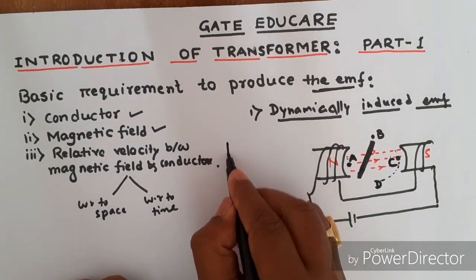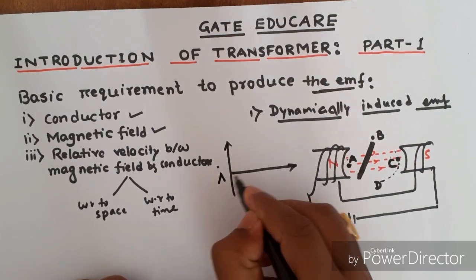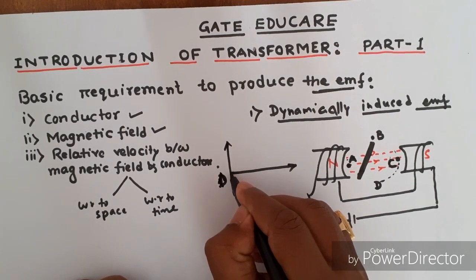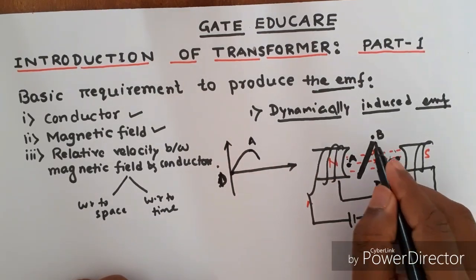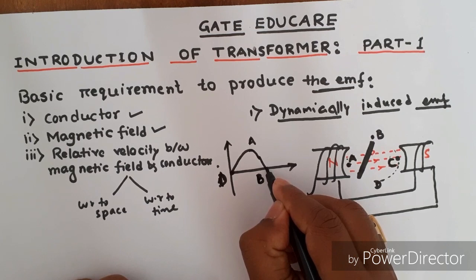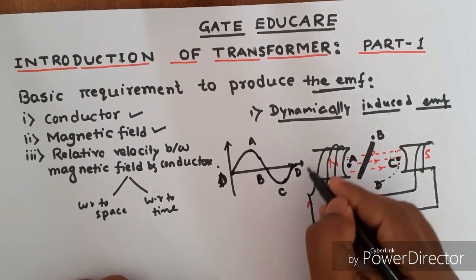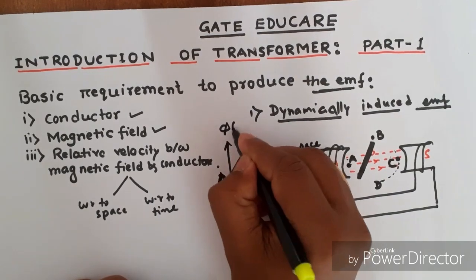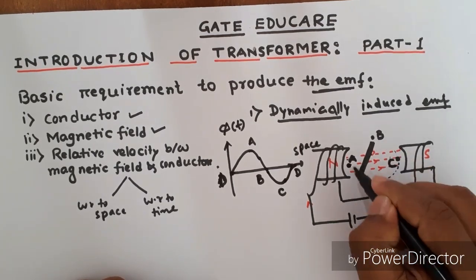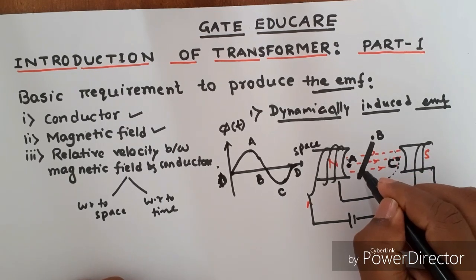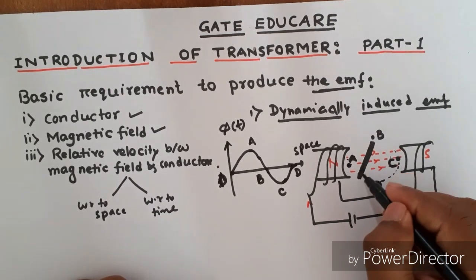If I draw the waveform of flux with respect to space, suppose that is the point A and that is the point D: flux is 0, at point A flux is maximum, at point B flux is again 0, at point C flux is again maximum but in the opposite direction, again D. This is the flux phi of t with respect to space. So if we rotate the conductor in this direction, though the flux is stationary, the conductor feels that the flux it cuts changes with time, then an EMF will be induced into the conductor.